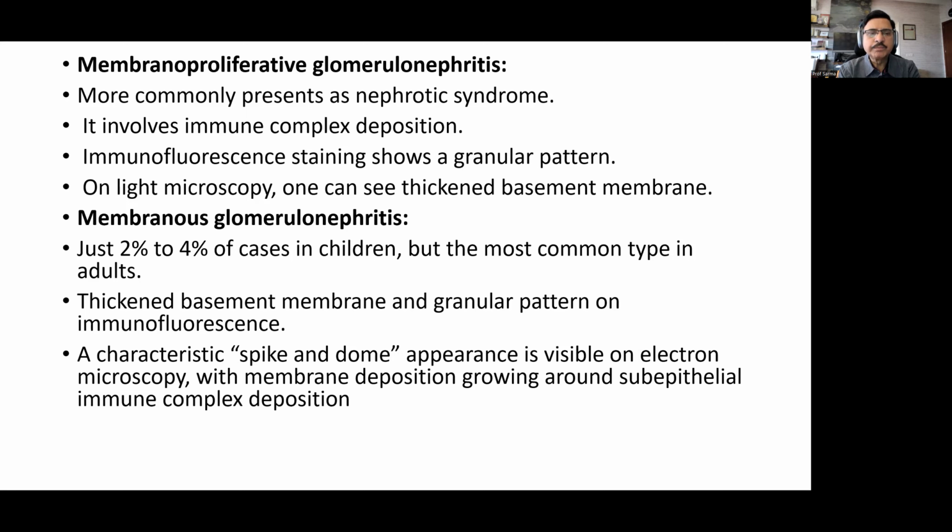In membranous glomerulonephritis, it accounts for 2 to 4% of the cases in children, but it is the most common type in adults. On light microscopy, we can see thickened basement membrane, and there is a characteristic spike and dome appearance in electron microscopy, with subepithelial immune complex deposition.